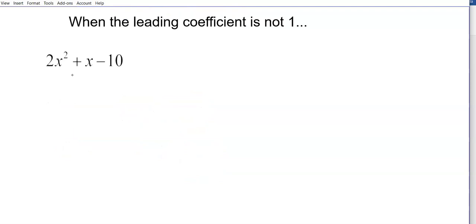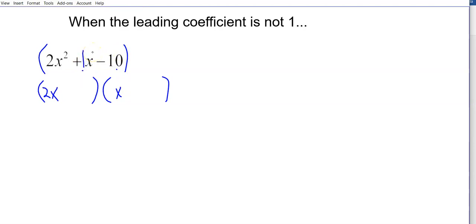So when a leading coefficient is not 1, in this case, you can guess and check this. So here's what I mean. One way of doing this is to guess and check it. So instead of x and x like we normally do, one of these would have to be 2x, if that makes sense. I know one of these is plus and one of these is minus, but I don't know which one goes where. I know it's factors of negative 10 that add up to be 1.